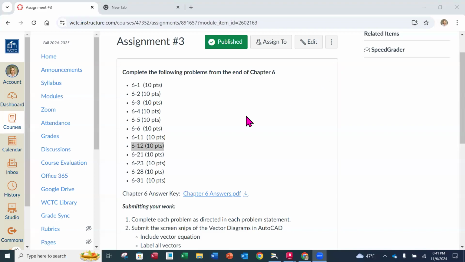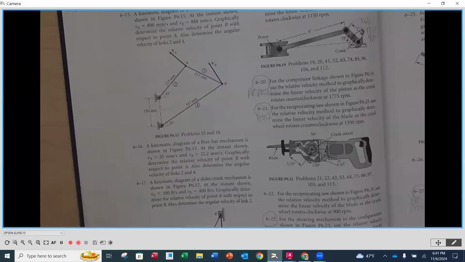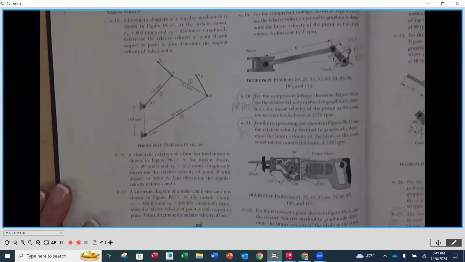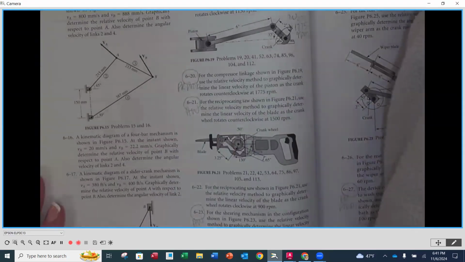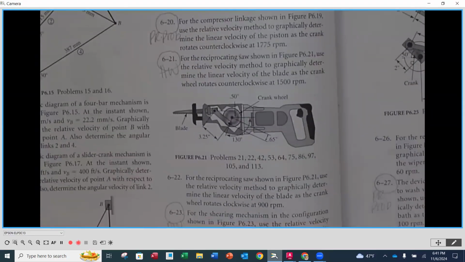So let's take a look at the rest of the homework, starting with number 21 here at the end of chapter 6. If we go to page 162, problem number 621 is right here in the middle-ish of the second column.